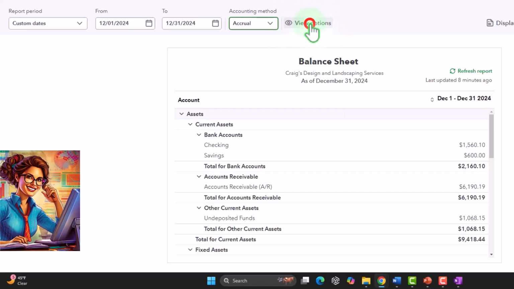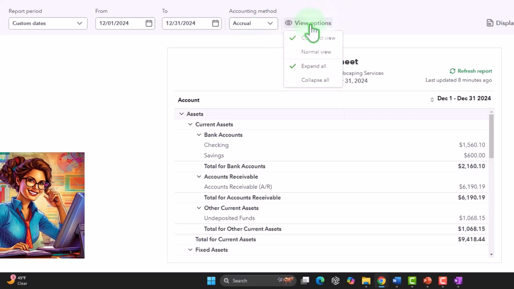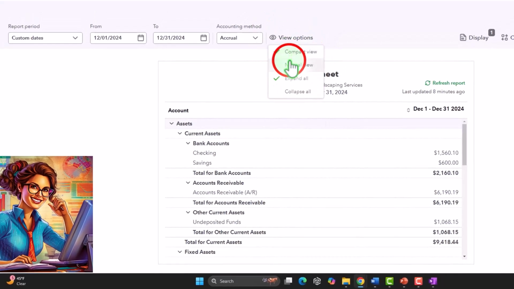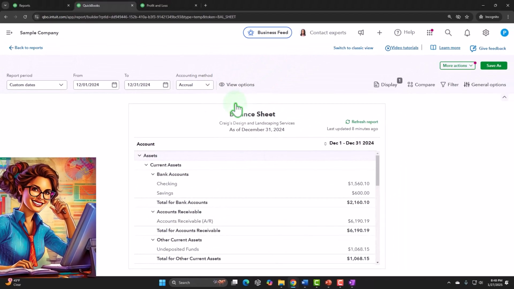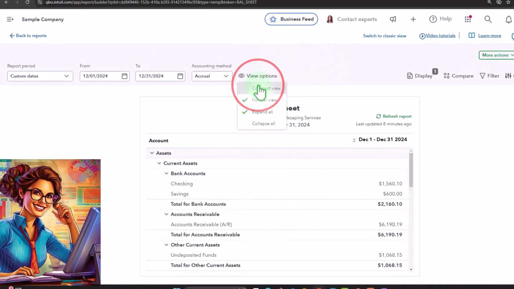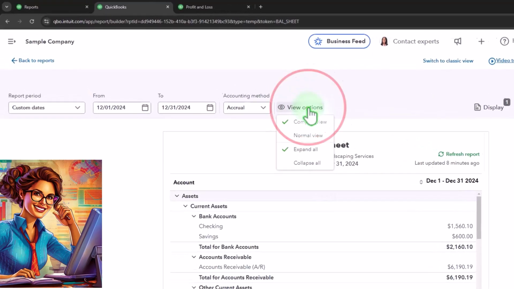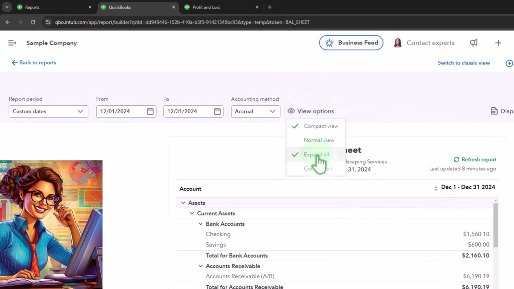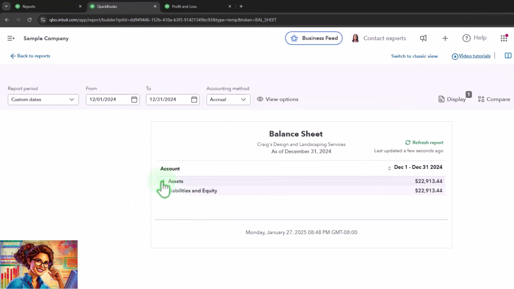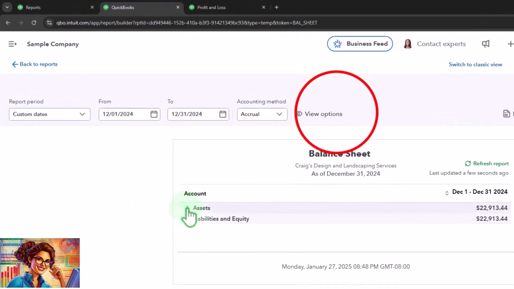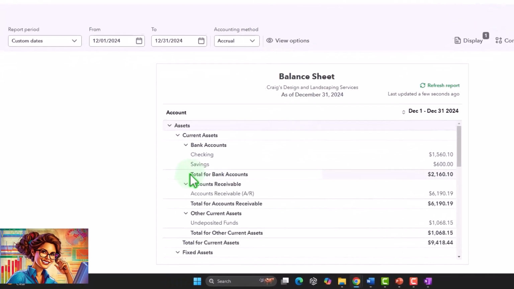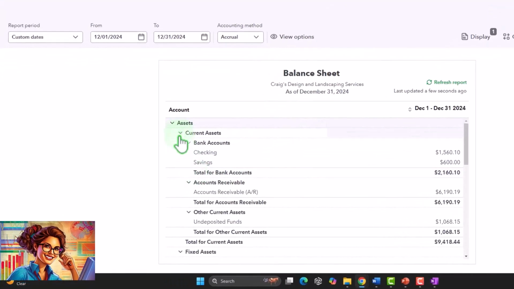All right. So then we have the view options. So we have the compact view versus the normal view. So it's just going to give us a little bit of a spacing difference. I think the compact view is the default. And then we have the expand all and collapse all. So if I collapse, now it's taking all the triangles down. So now I'm going to expand all of them. So now we have expanded all of the triangles.